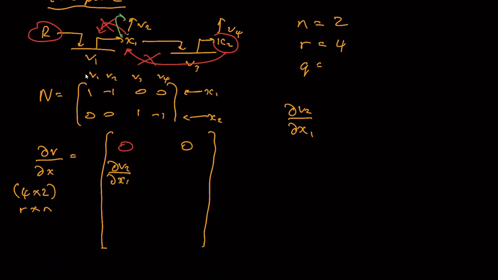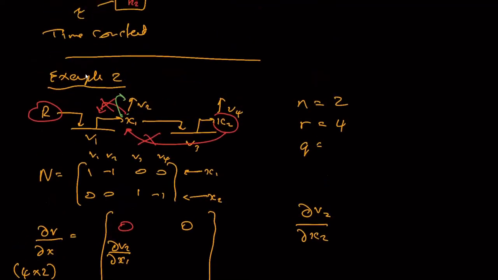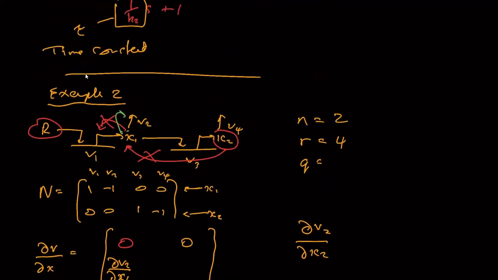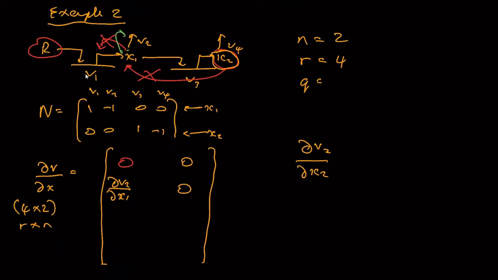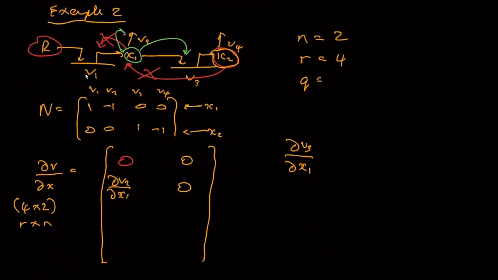Okay, what about the next one? The next one is dv2 by dx2. Does x2 affect v2? No, x2 is over here. It doesn't affect v2, so we put a 0 there. What about dv3 by dx1? Does x1 affect v3? Yes, it does, because it regulates v3. So that's definitely not 0. So we have dv3 by dx1 there.